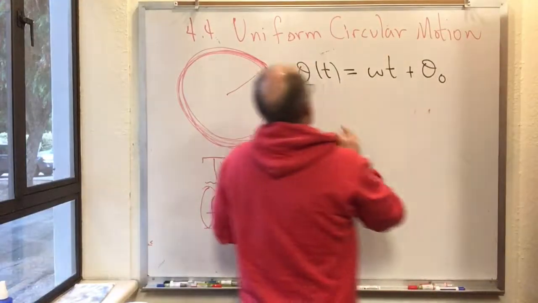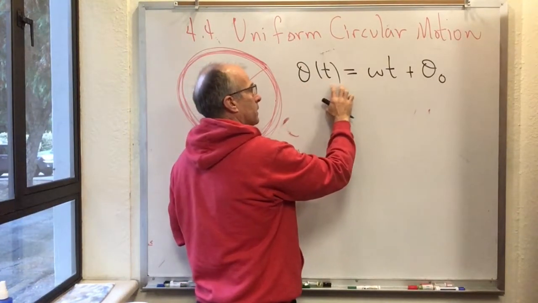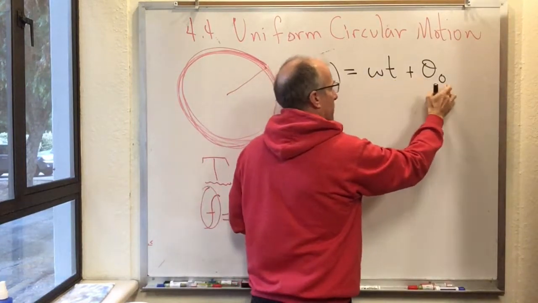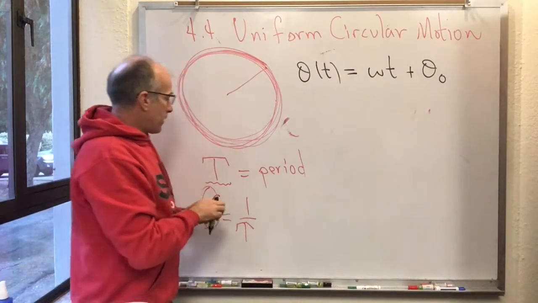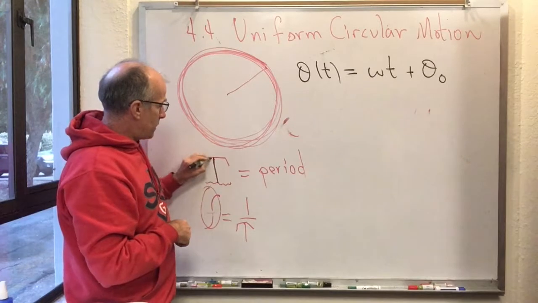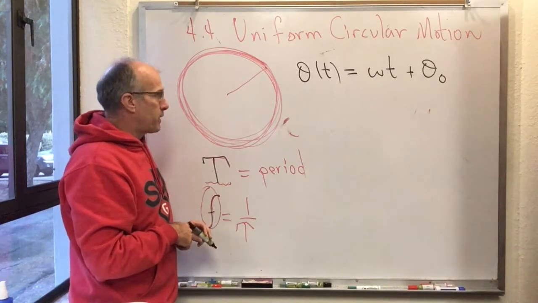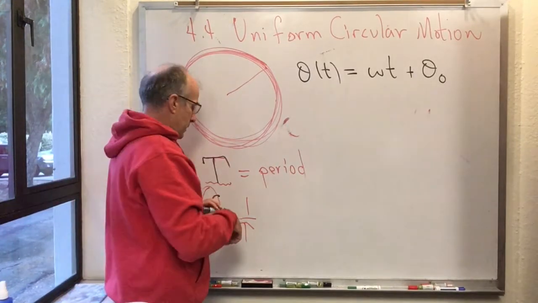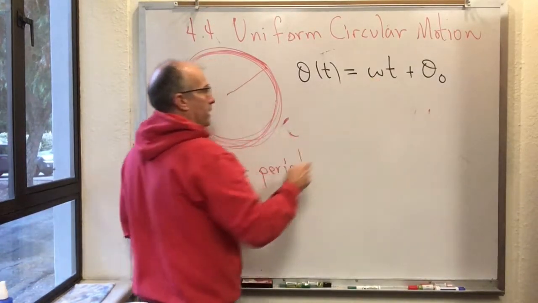So for uniform circular motion, theta of t is some constant, which I'm going to call omega, times t plus the initial theta, whatever it was, at t equals 0. And over here, we've already introduced capital T, the period, and f, the frequency, which is 1 over the period. So there's actually a relationship here between f and omega.